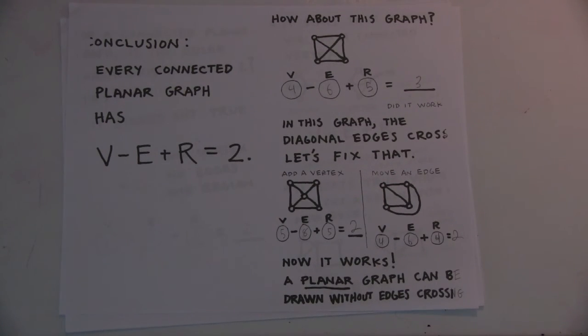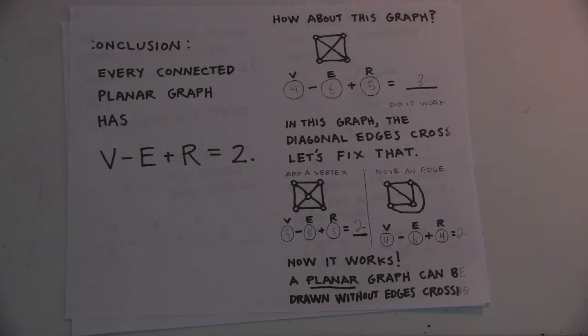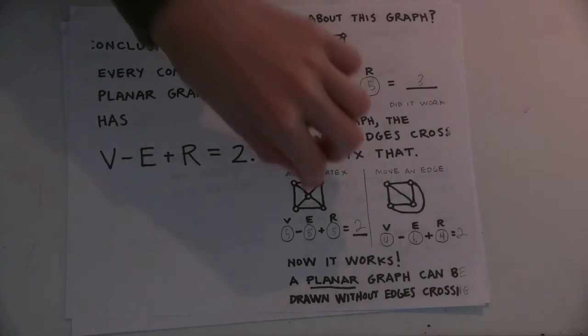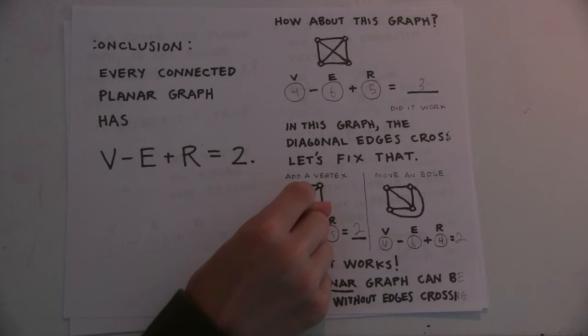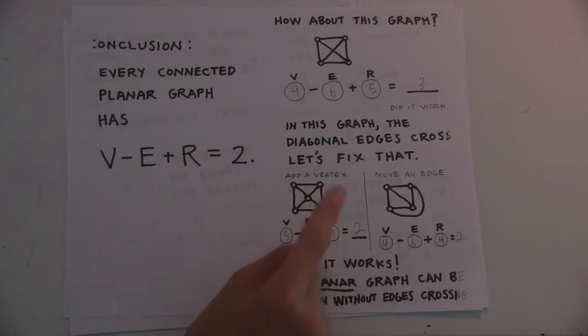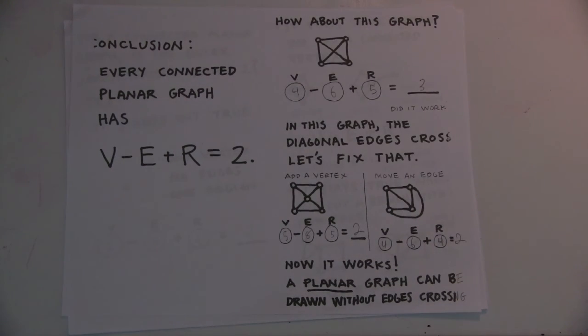So let's talk about the 2 fixes here. What was the fix here? That fixed the problem by putting a vertex where the 2 lines meet. And from there we get 5 vertices and then 8 edges, because these are all split into their own edges, and then 5 regions. That gives us 2. And then the looping around way gives us 4 vertices still. Now we have 6 edges, but 1 less region. So that gives us 2.